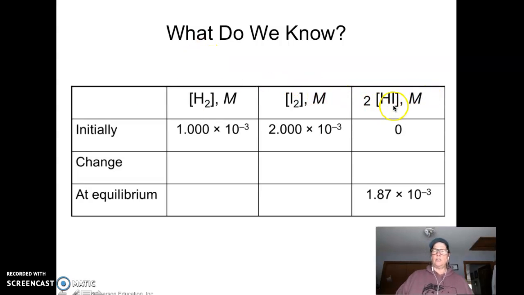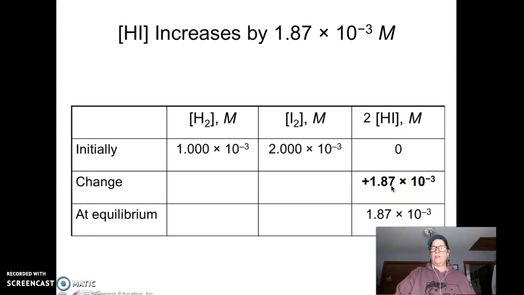All right, so the change. The first one I can figure out the change for is the product, because it goes from 0 to 1.87 times 10 to the negative third. That's what they said the concentration of my product was. It started at 0, so the change has to be plus 1.87 times 10 to the negative third. Because if it goes from 0 to here, that's the difference.